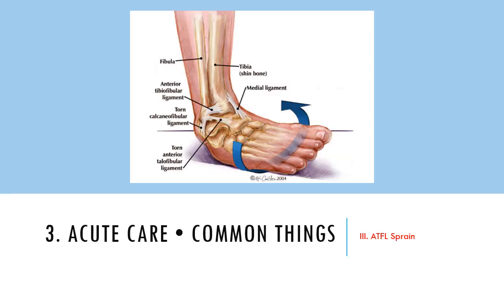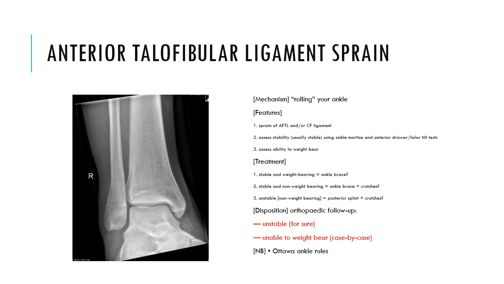Finally, we have the ATFL sprain. You sprain your anterior talofibular ligament plus or minus the calcaneofibular ligament via an ankle inversion injury. Usually, the film is pretty unimpressive. Therefore, you'll want to assess two things at this point: stability and ability to weight bear. We'll talk about the ankle mortise and the drawer test and the talar tilt test in the subsequent slide.